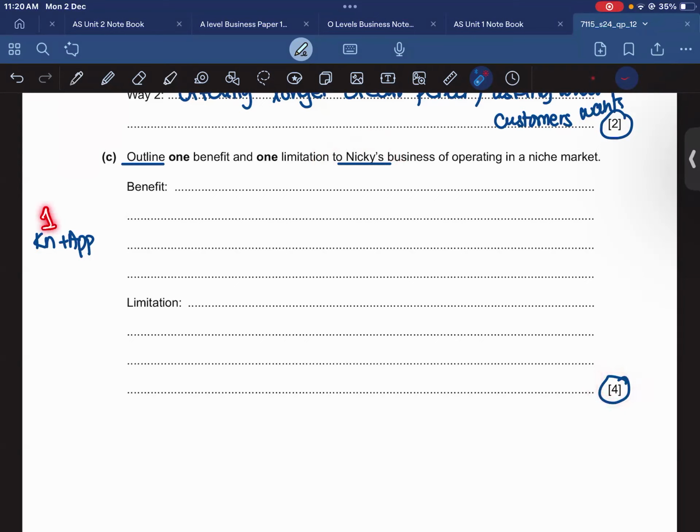So 1 mark is for knowledge and 1 mark is for application per point. That means the benefit that you will write and the application that you will provide. Each carries 1 mark. For the benefit, 1 mark for knowledge. And then the limitation will be 1 mark for knowledge. That is the limitation point. And the explanation according to the case study will be another mark. So total 4 marks are allocated this way.